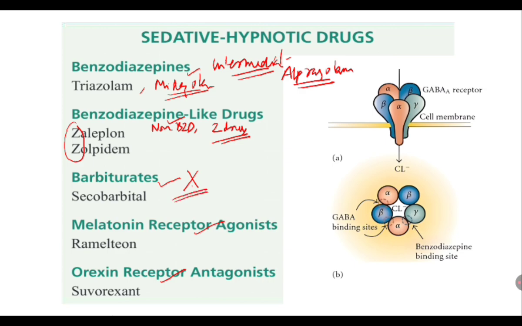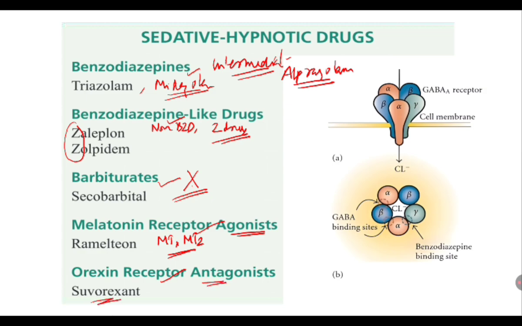The most commonly used sedative hypnotic among these is the melatonin receptor agonist. This should be specifically noted: it is an agonist, a melatonin MT1 and MT2 receptor agonist. And the last classification is the orexin receptor antagonist, like suvorexant.